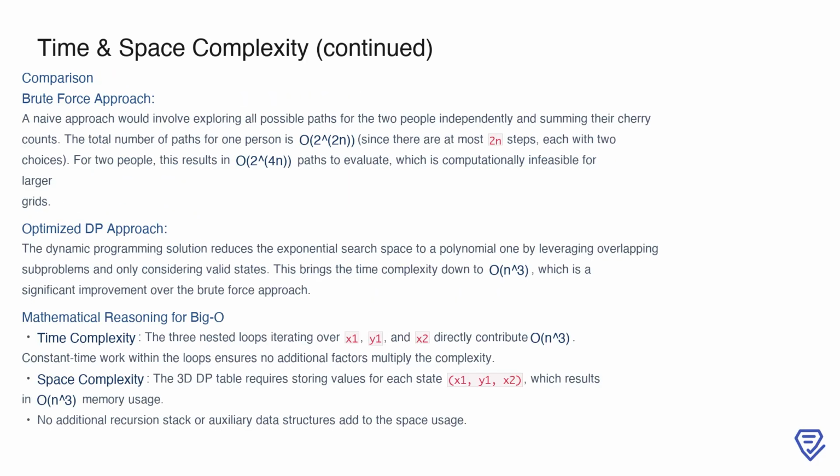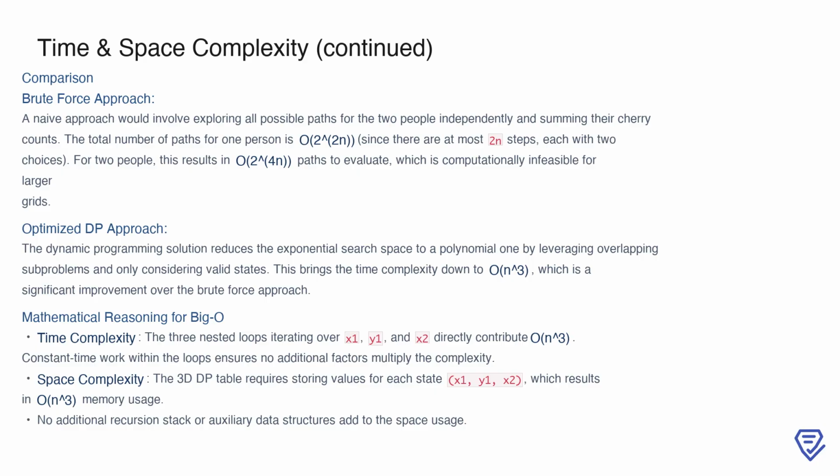To put this into perspective, let's compare this dynamic programming approach to a brute force solution. In a naive method, both individuals would explore all possible paths independently, summing their cherry counts. Since each person can take up to 2n steps, with 2 choices per step, the total number of paths for one person is 2^(2n). For 2 people, this balloons to 2^(4n), which is computationally infeasible for larger grids.